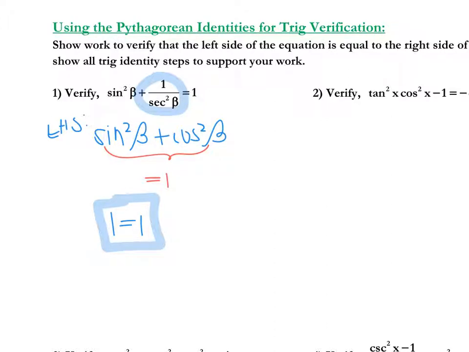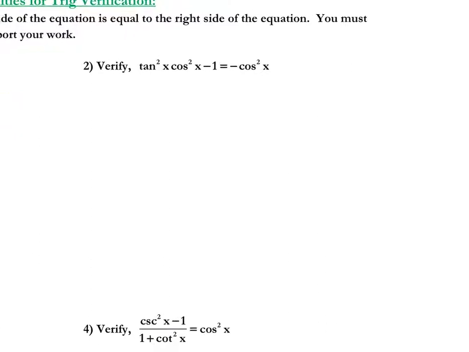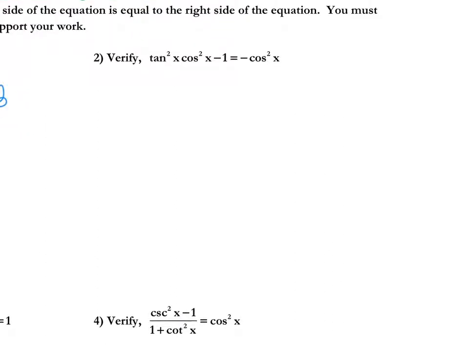All right, let's go ahead and take a look at number 2. For number 2, we don't see a Pythagorean identity that jumps out at us right away, so we're going to try to manipulate things on the left, where we can use the reciprocal identities from yesterday. So I'm going to change tangent squared.